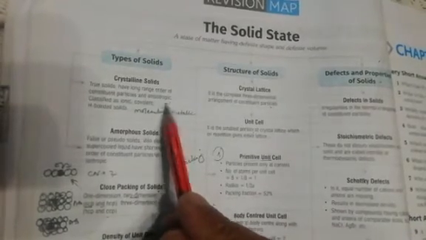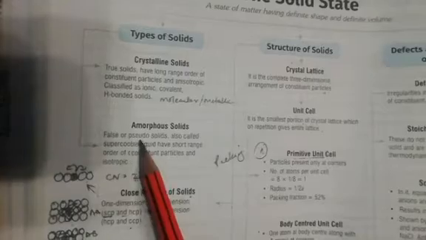Crystalline solids are true solids, have long range order, and are anisotropic in nature, and they are classified further into ionic, covalent and hydrogen bonded, and molecular and metallic also. Amorphous solids are false or pseudo solids, also called supercooled liquids, and they have short range order of constituent particles and are isotropic in nature. After doing all these classifications, we came to know the basic constituent particles: metallic having metals, molecular having molecules, ionic and covalent having ions.